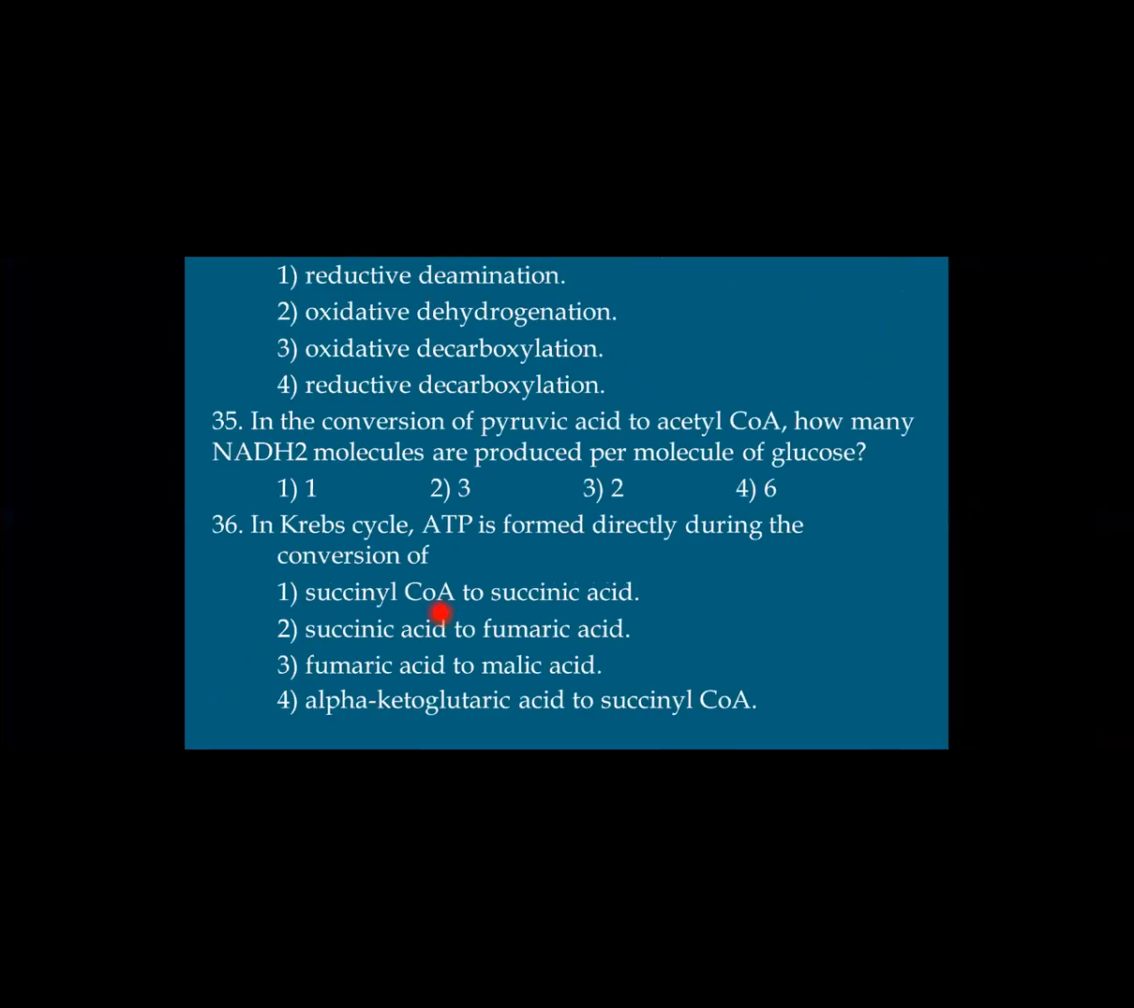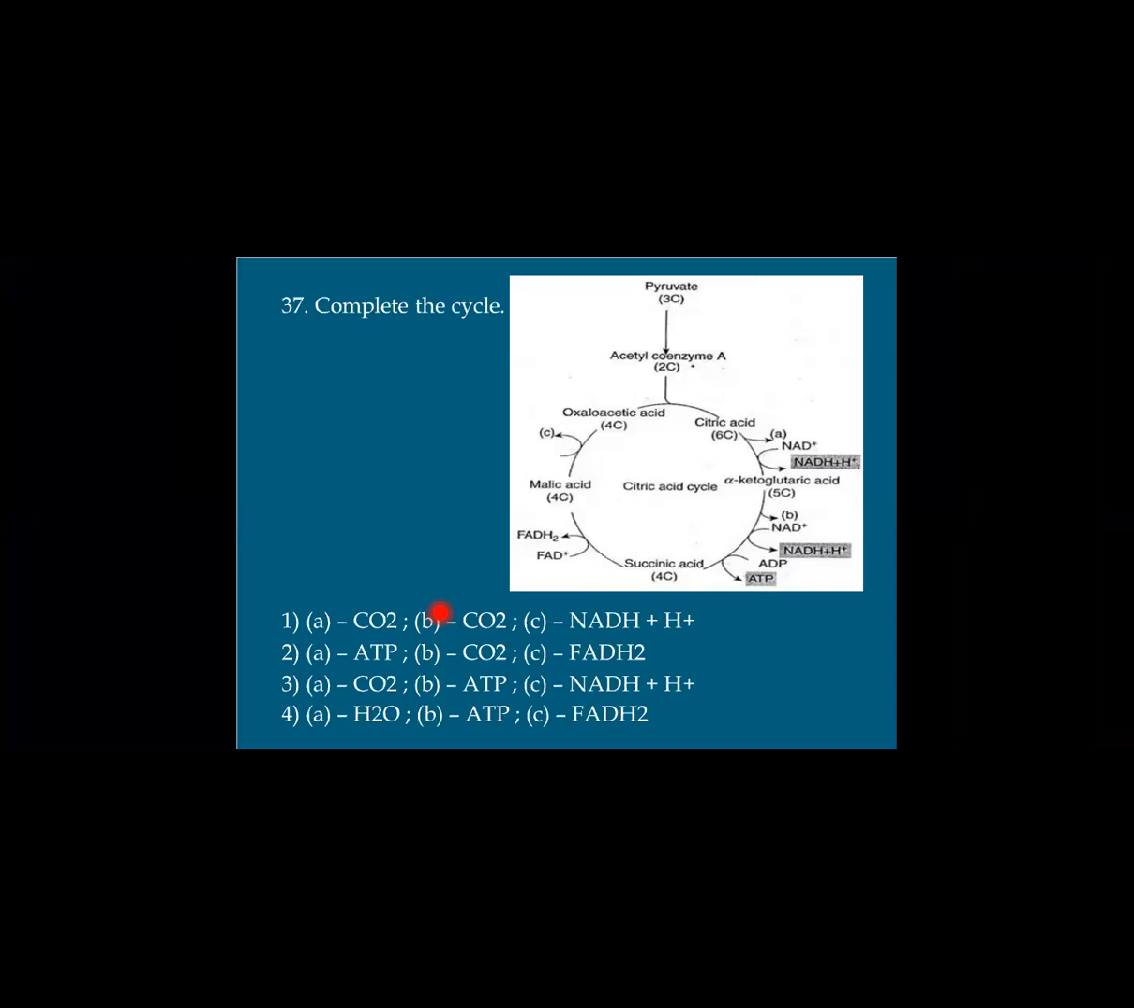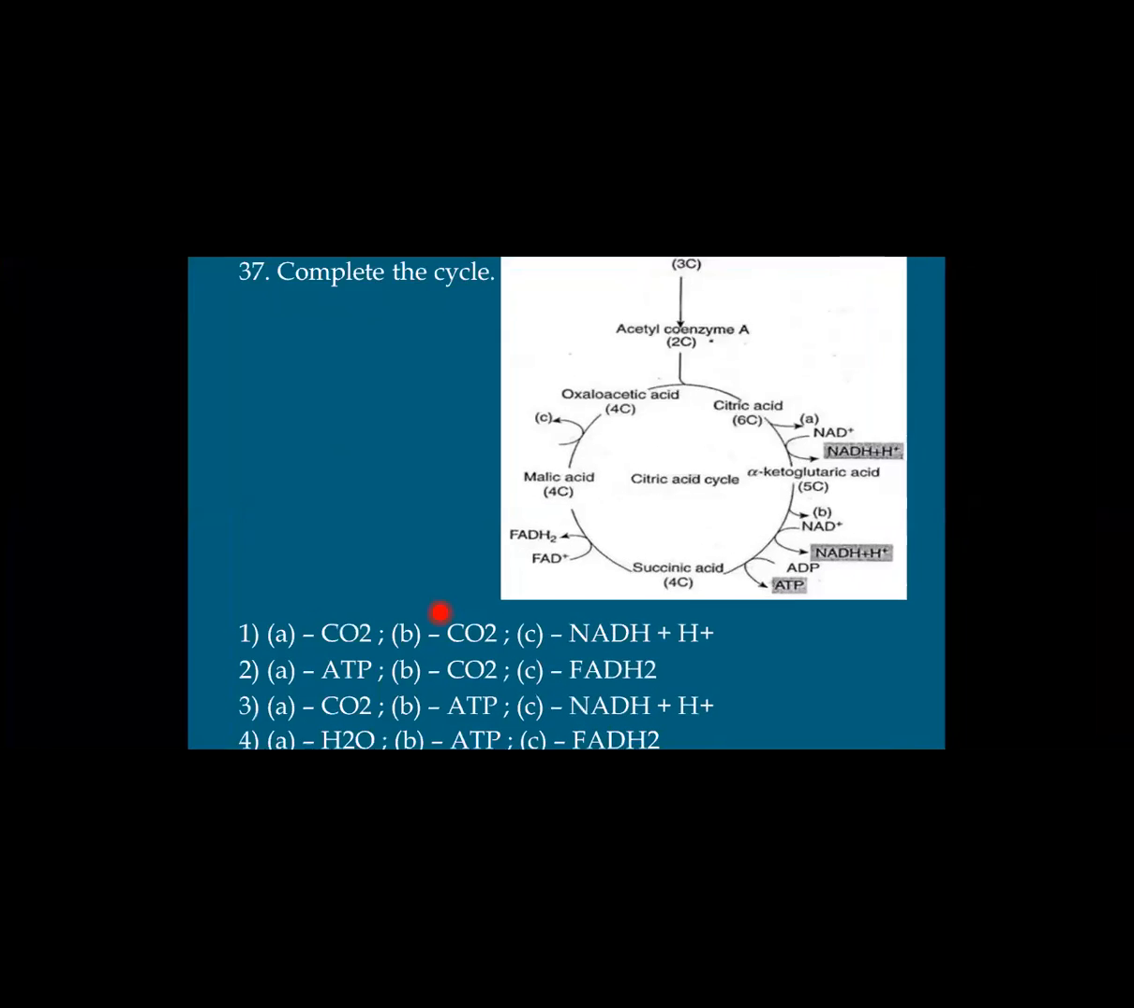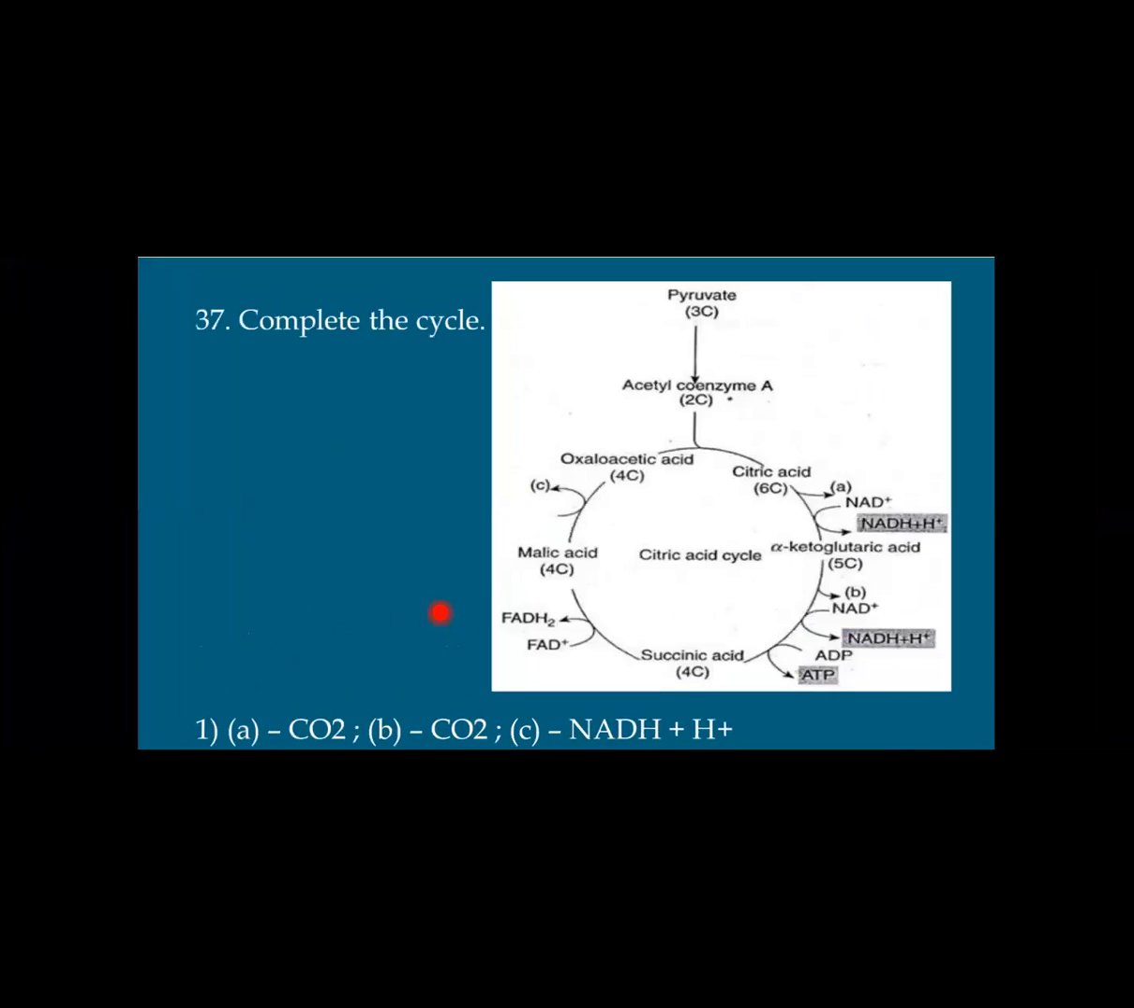Now let us go to the next question. Question number 37, here you can see on the screen. Complete the cycle. The question is you have to complete the cycle by identifying the different labelings. If you just see the options here, A, B, C labelings, you have to find out. So let us see where is A, B, and C.